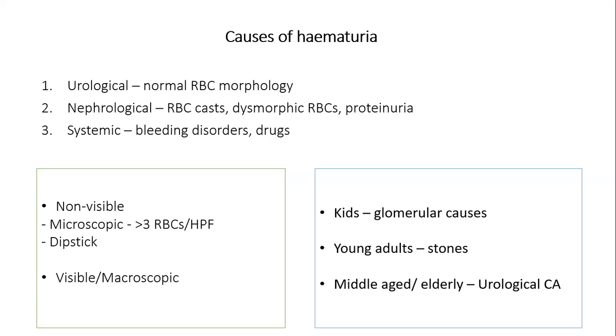Pressure, high filtering pressure, and with the glomerular damage, there will be excessive filtration. So because of all that, you can get red blood cells leaking into your urine, and that can appear as hematuria. So that's one thing. And then you get systemic ones.